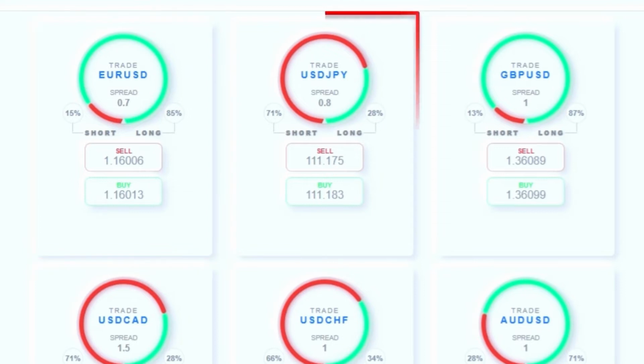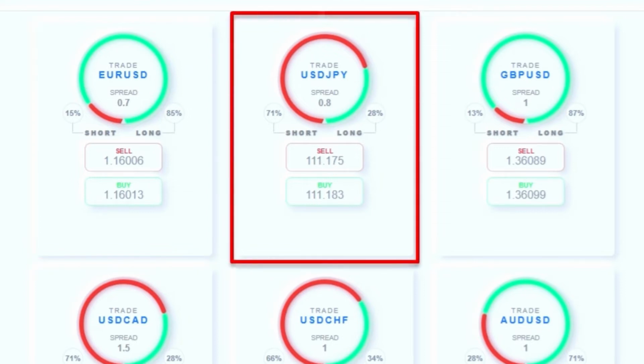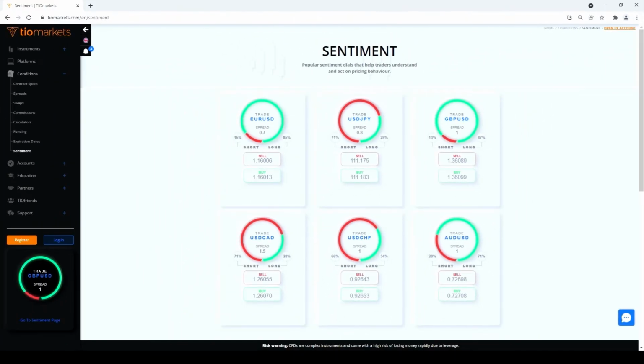If you see that the majority of market participants are short a currency pair, you should look for buying opportunities, because most people lose money trading. So it could be to your benefit to do the opposite of what most people are doing.